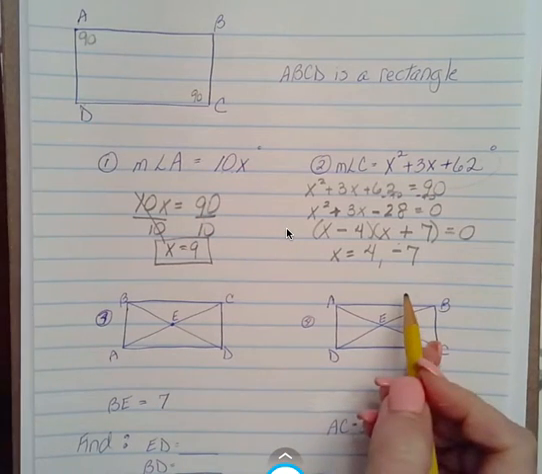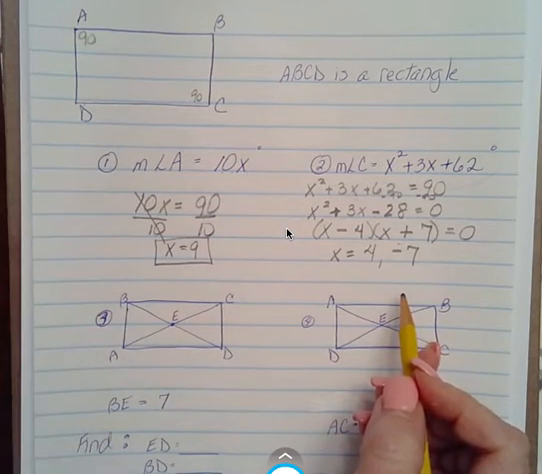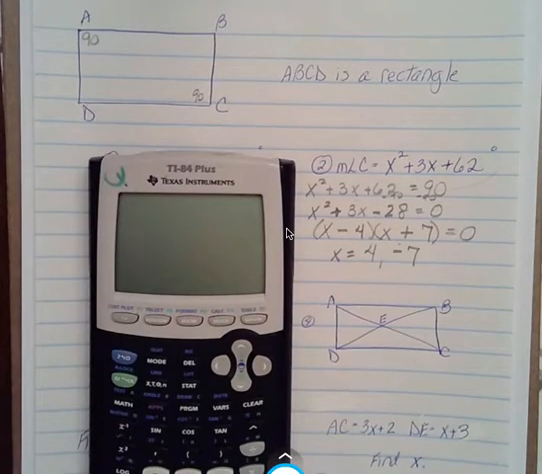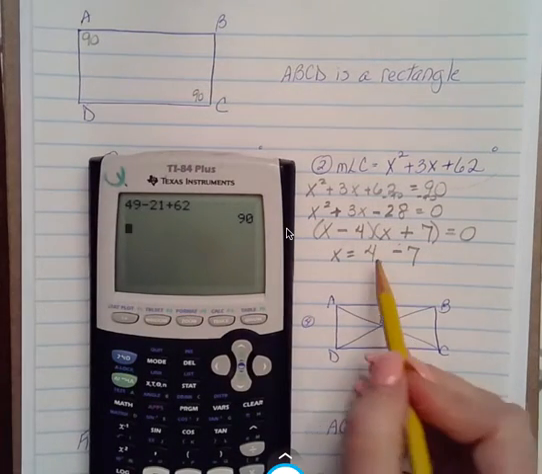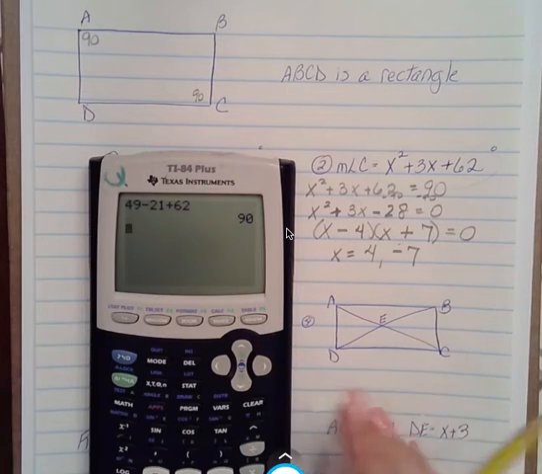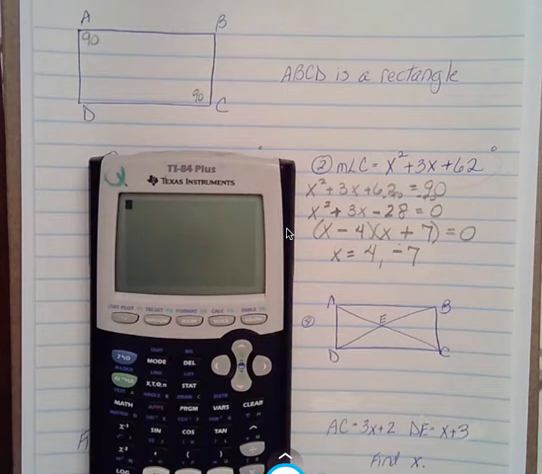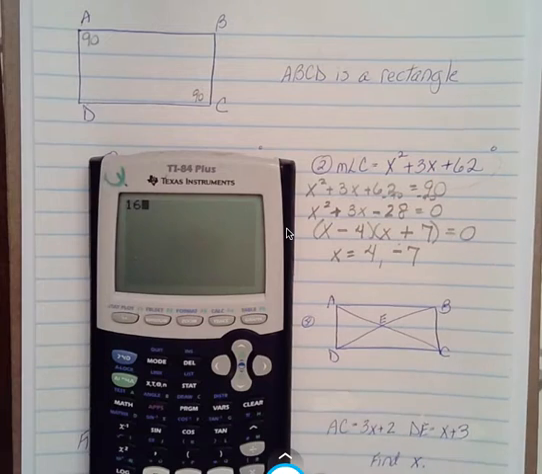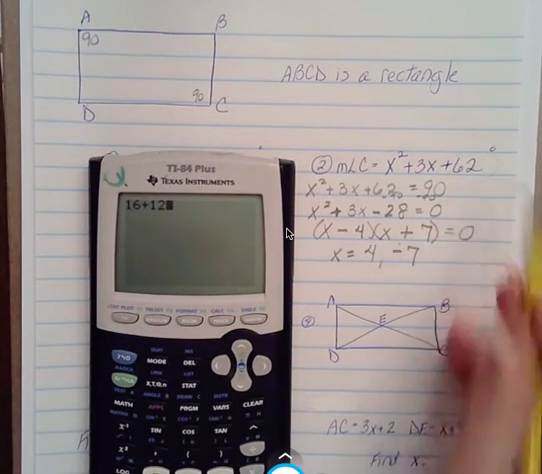But we have to see if it's going to work with the application with geometry because our angles have to be positive. So we pull out our calculators. Let's plug 4 in and see if it works. You can tell I already did it. So I am going to do 4 squared. 4 squared, oh, that's 16. Plus 3 times 4, 12. Oh, I forgot my plus. Plus 12. Plus 62.